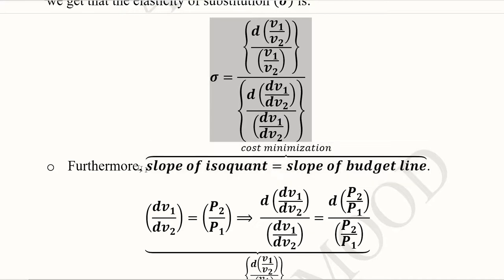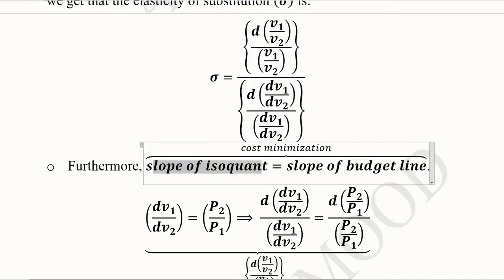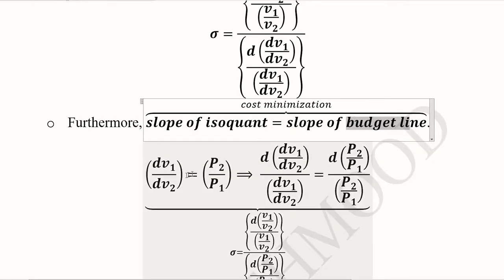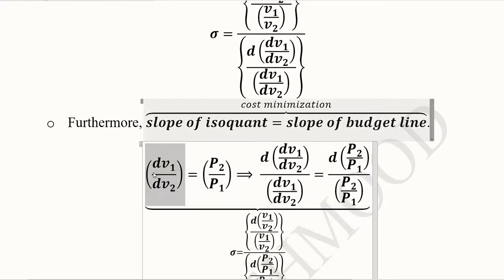For example, if I consider the situation of cost minimization, which is very common in our production function analysis, the slope of the isoquant is equal to the slope of the budget line. We have done this many times. So this is the slope of the isoquant and this is the slope of the budget line. If they are equal, it means that their proportionate changes will also be equal.